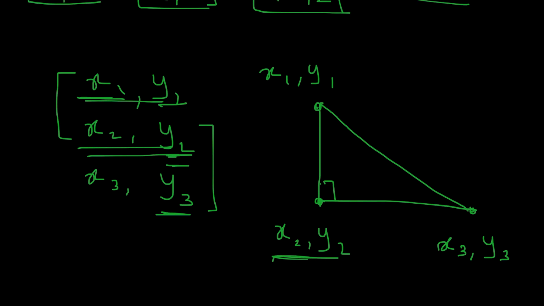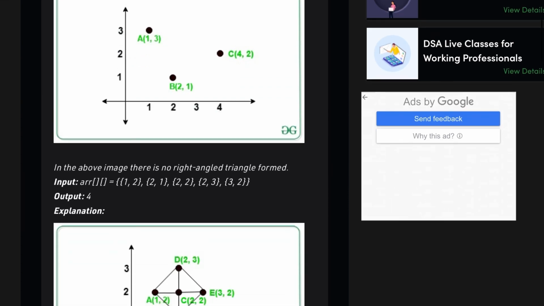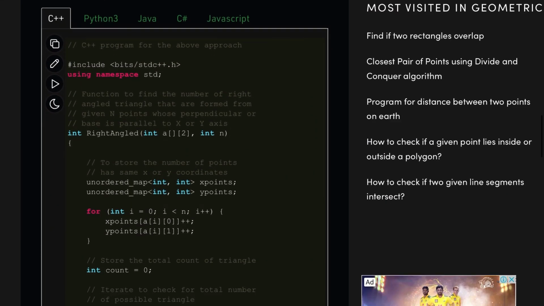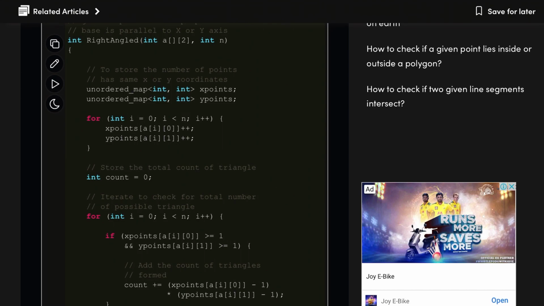For that, it is on the Geeks for Geeks website. You simply look here, see the count of right angle triangles formed from given endpoints whose base are perpendicular or parallel to x or y axis. Here is the code. You can simply go through it and figure out what is being done here, and then use the same to find out the answer. So that was the explanation for this.